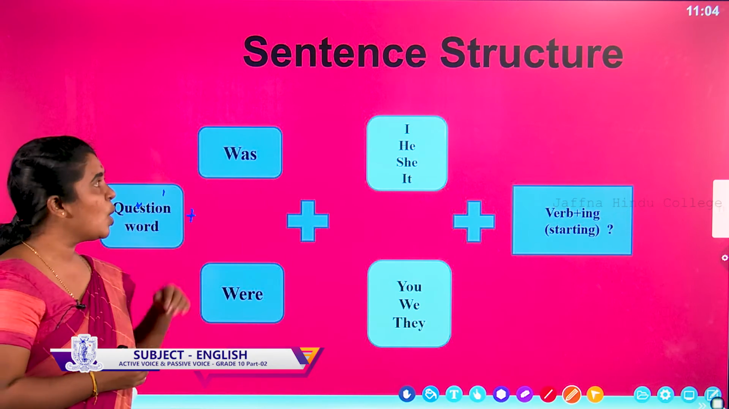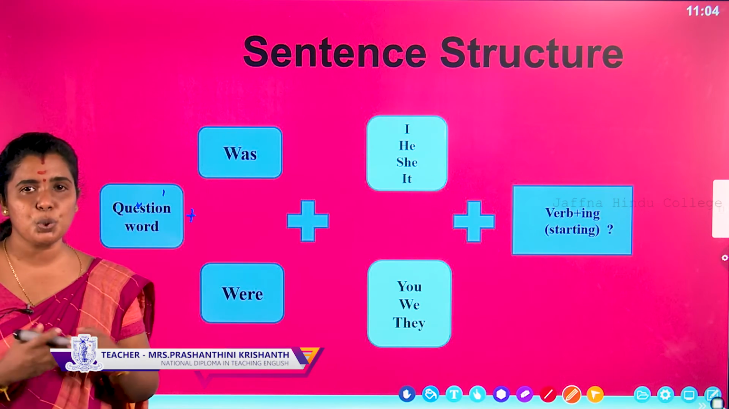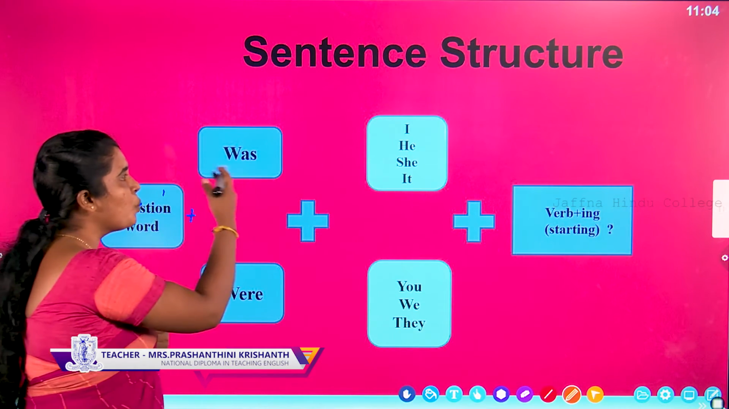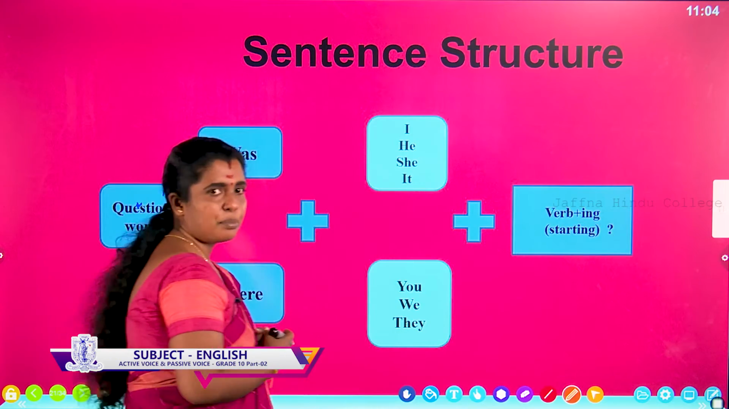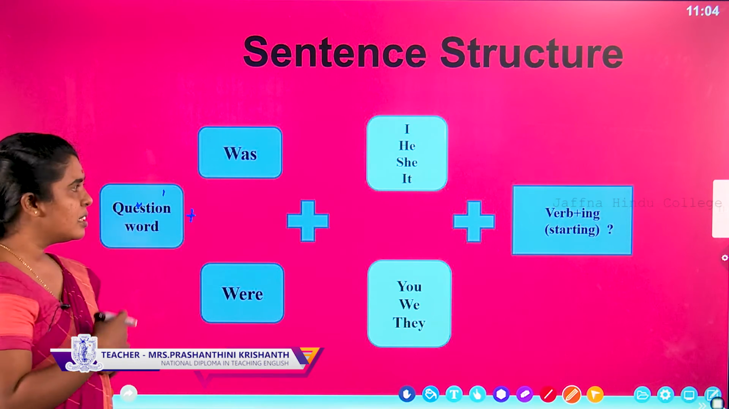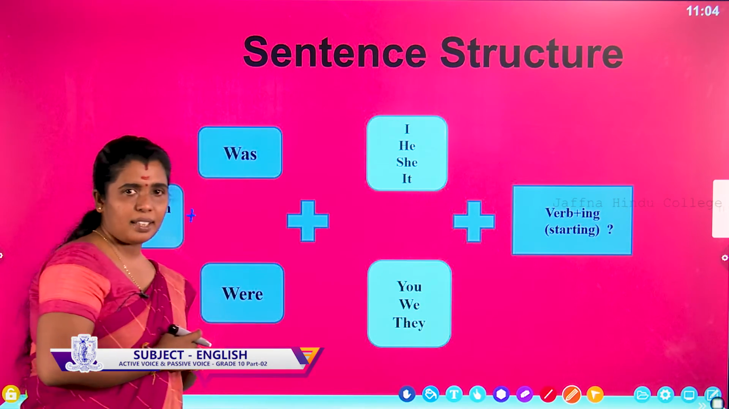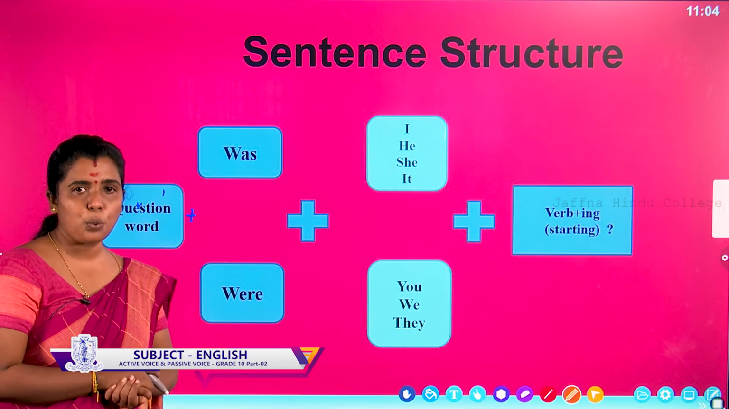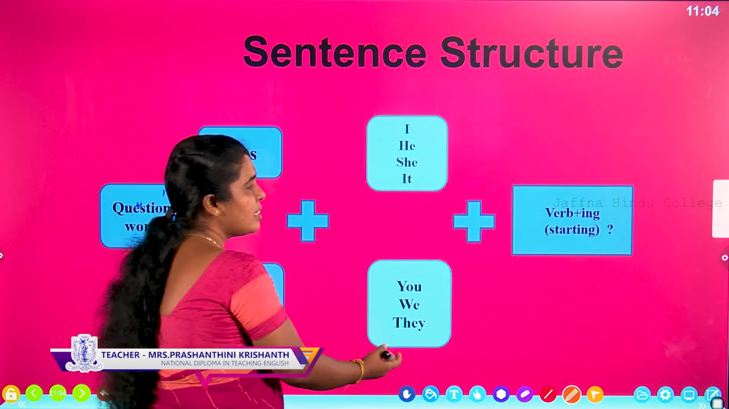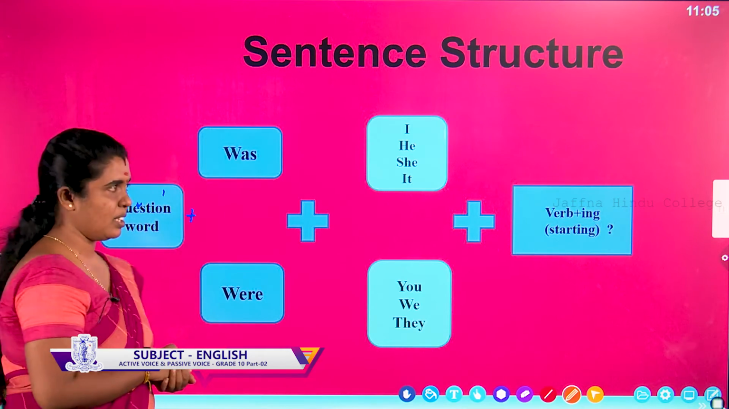For example, what was he doing? What was he doing? Right? In this question, see here, question word, what, was, he, subject, doing is the verb here, right? Another example, where was she going? Right? Where was she going? Another example, what were they watching? What were they watching? Right?